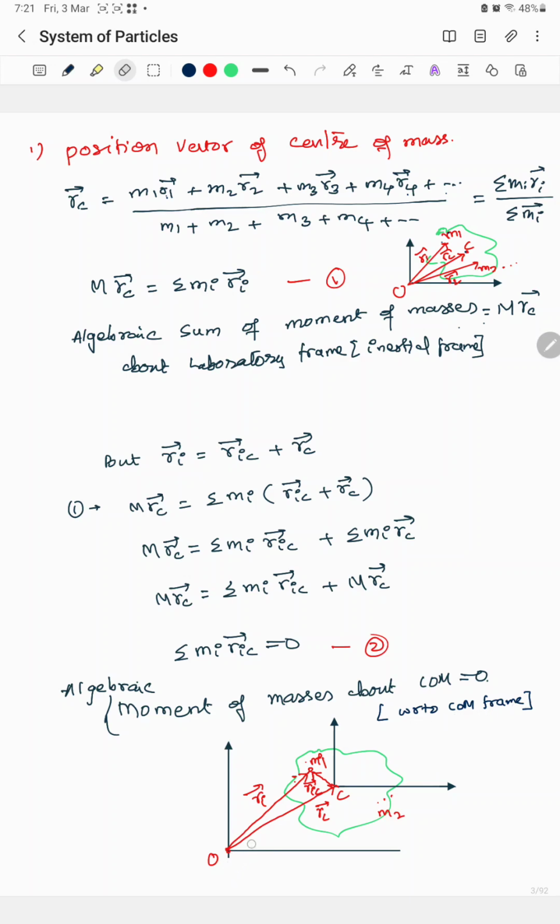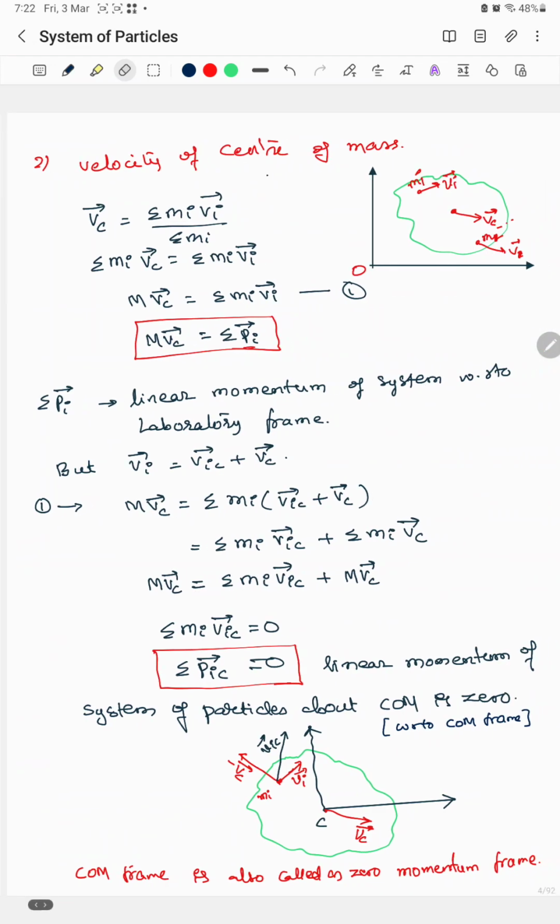Here is the clear explanation. Here the graph, this is the laboratory frame, this is the center of mass frame, and here the ith particle position vector is Ri bar, and the center of mass position vector is Rc bar with respect to the laboratory frame, and here Ric bar is the position vector of the ith particle with respect to the center of mass. The discussion started here, and clear picturization here.